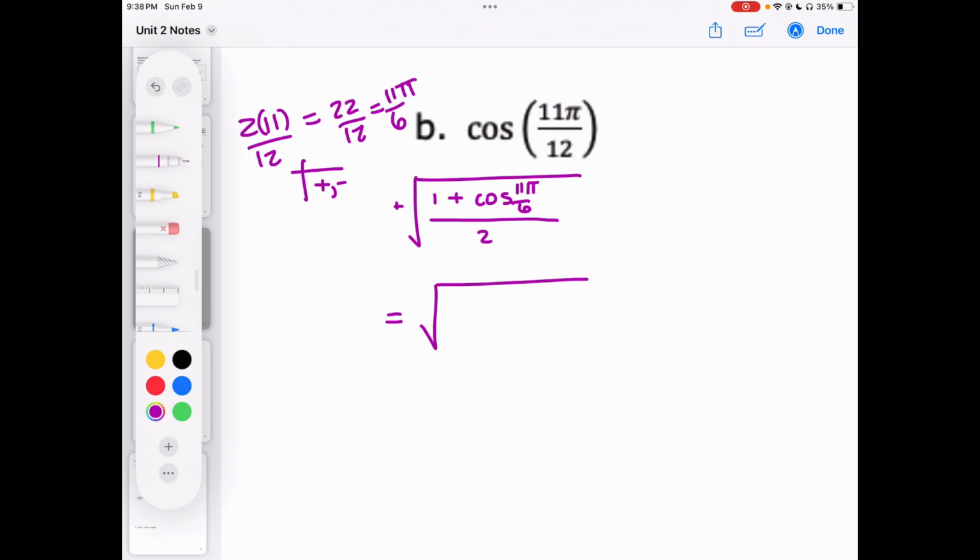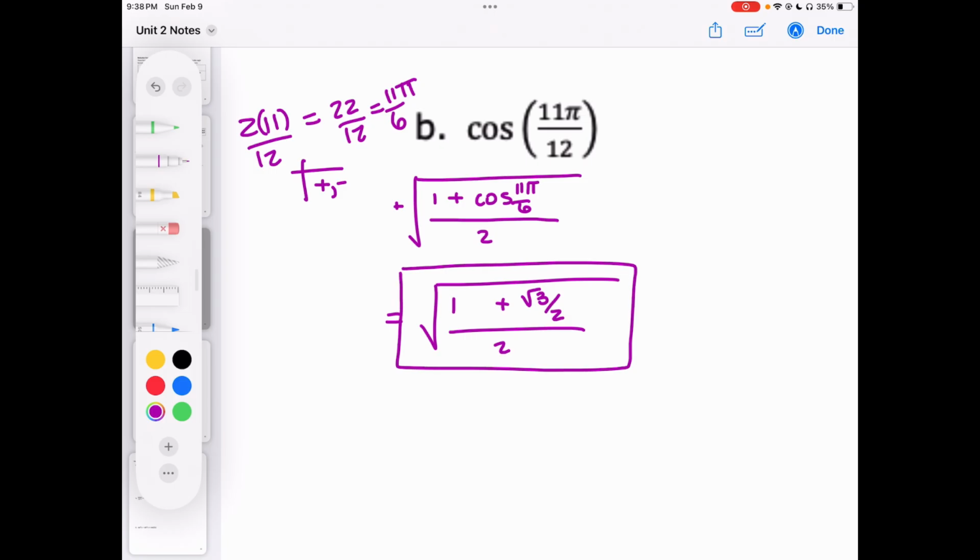So if I simplify that, I have 1 plus, I know my information for pi over 6, that's a 30-degree triangle. So that's going to be, let's see, root 3 over 2 all over 2. Again, you can leave it just like that for me.